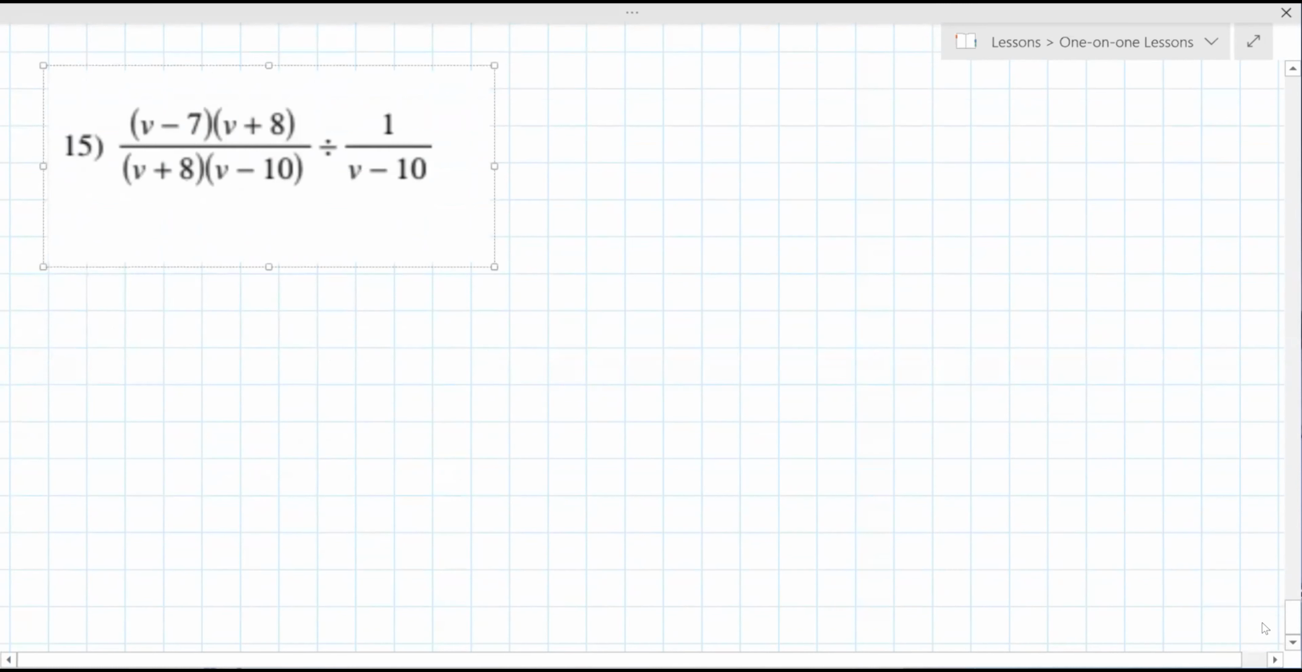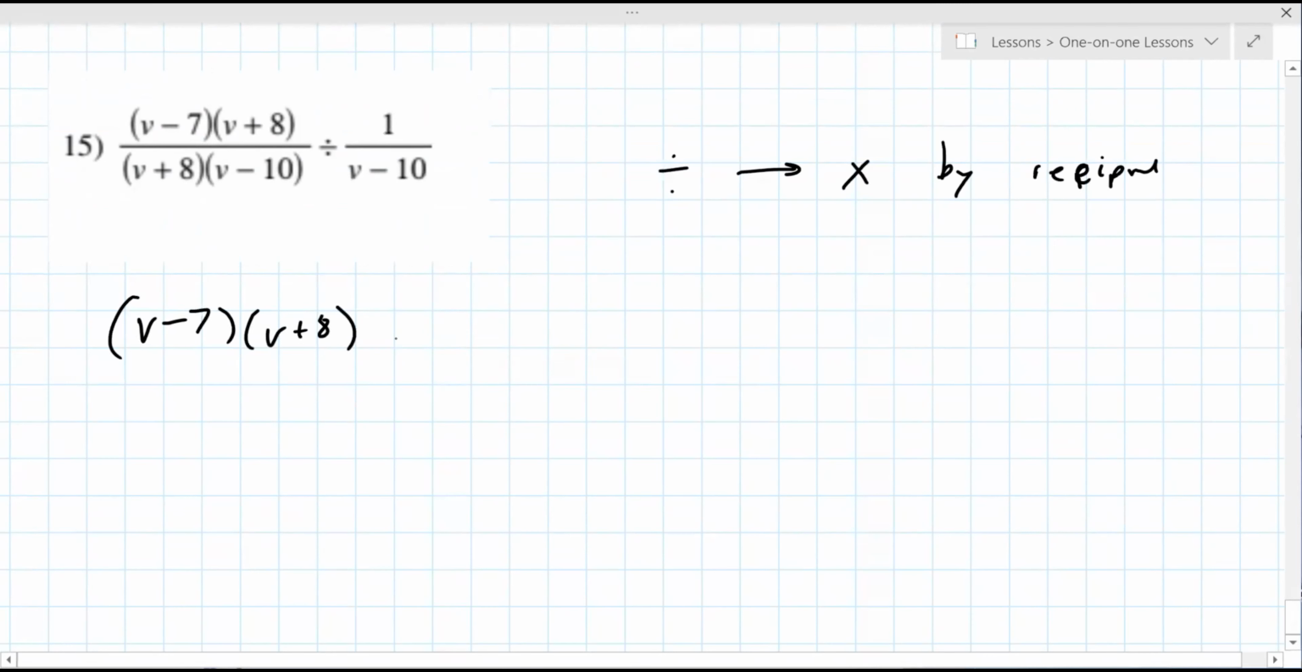So 15 starts something slightly new, different, I guess. You have to remember that division is the same as multiplication by the reciprocal. So it's just v minus 10 over 1. Yes. And that will help you to cancel out stuff, because otherwise you won't see any cancellations. It's a lot of writing, but you end up getting to cross out, which is nice.